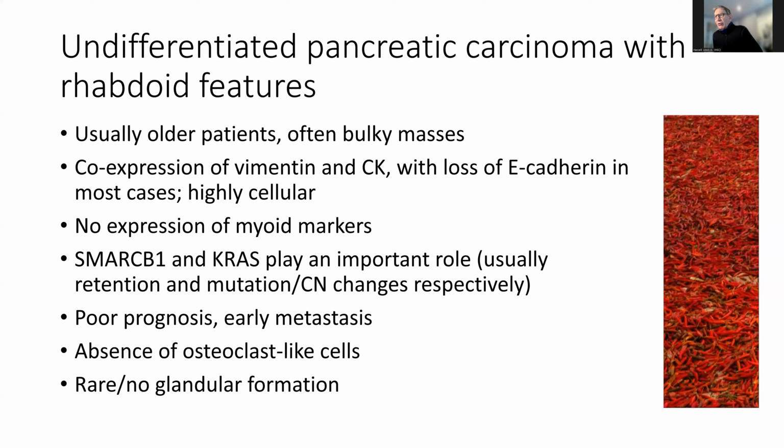with rhabdoid features. So this is a relatively uncommon variant of pancreatic carcinoma that usually presents as a bulky mass in an older patient. And as we see in our case, they co-express vimentin and cytokeratin. Other features that have been reported have been loss of E-cadherin. And most of these cases are quite cellular, as we saw in our case. Myogenic markers, although certainly suspicious for myogenic type of morphology, are uniformly negative.